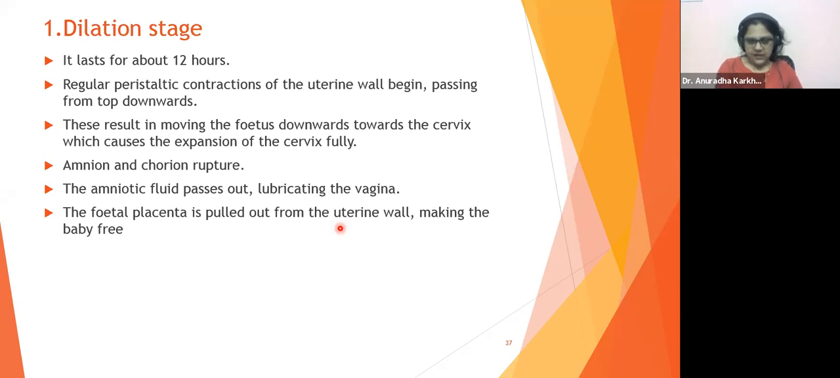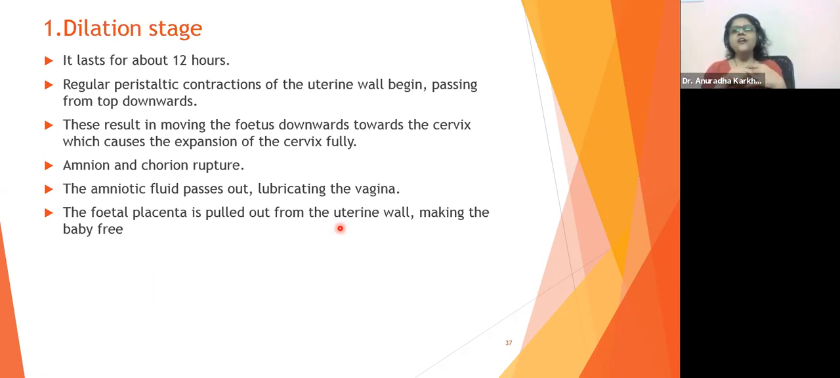So we just now saw that the fetus will come to lie head down, and the head is at least stronger than other structures of the fetus, so it would try to push open the cervix. So the cervix will become broad now.